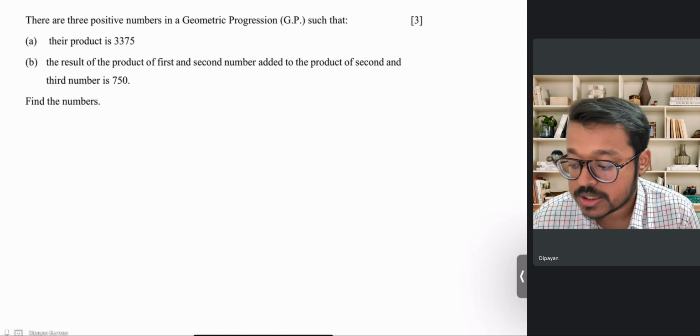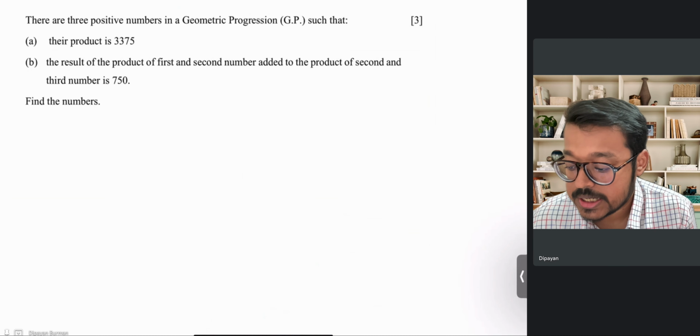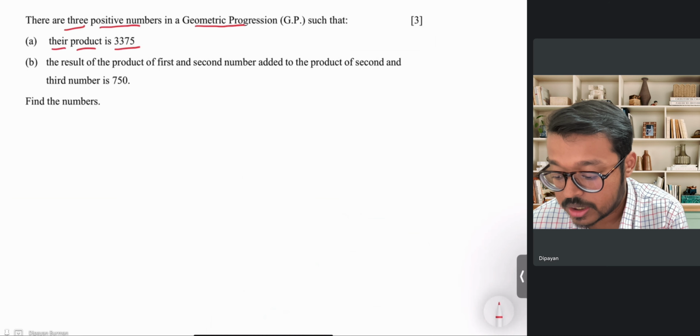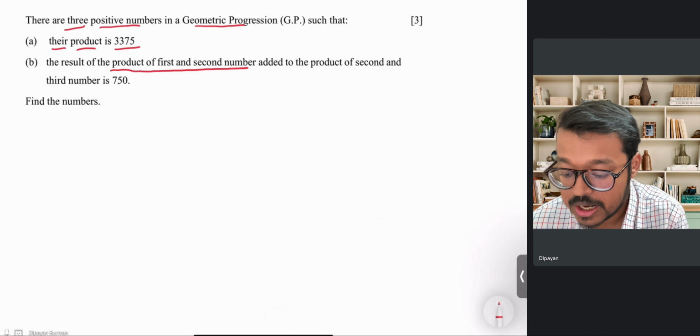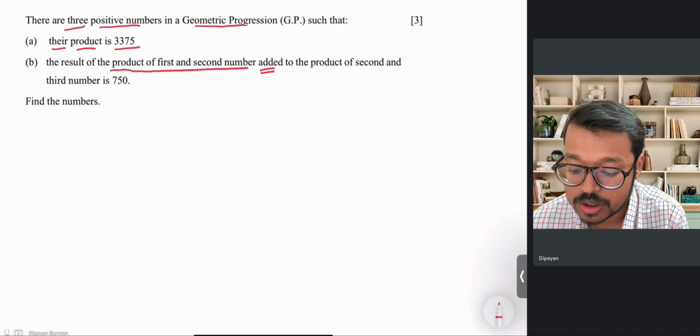So now here they are saying that we have three positive numbers in a GP such that their product is 3375. So when we multiply the three numbers in GP, the result is 3375, and the product of the first and second number added to the product of the second and third number is 750. So we have to find the numbers which are in GP.